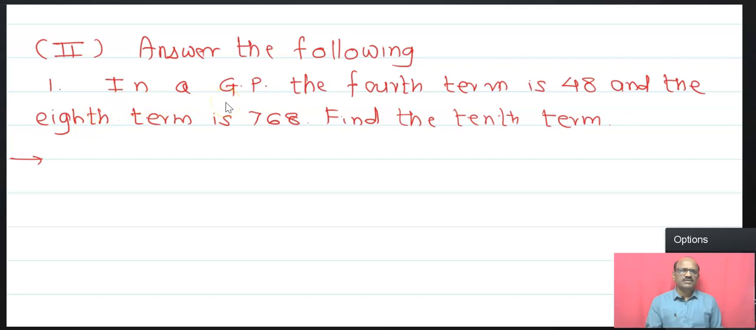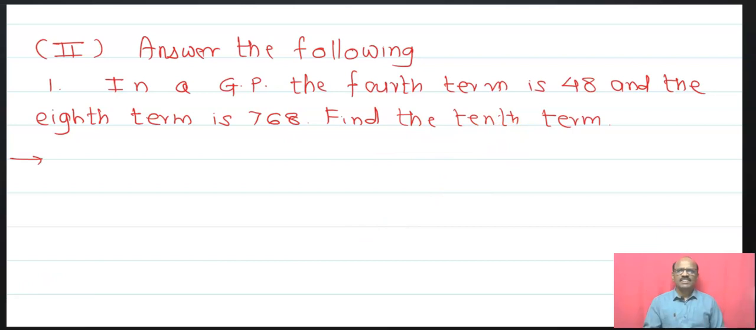Now see this example. In a GP, the fourth term is given, that is T4 is equal to 48 and T8 is equal to 768. We want to find the 10th term, that means T10. Here we will apply the formula Tn is equal to A into R raised to n minus 1. Then we will take the ratio T8 upon T4, and you will get the value of R. Using the value of R, we will find the value of A by using the 4th or 8th term. And then we find the 10th term.